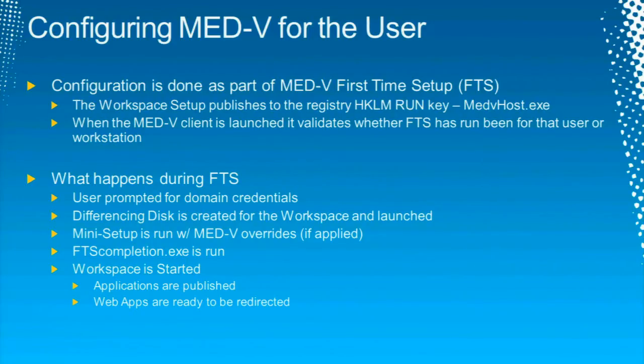So the differencing disk is then created for every user that's using MEDV, unless you're using the shared option that we talked about, where only one differencing disk for the whole machine is being used. It'll run mini setup to complete the operation. FTS will then be called, and once that's all finished, the user will get a prompt that their applications are ready, and their applications will be in the start menu, and the web redirection is ready to go. So that's what happens on the end user side.